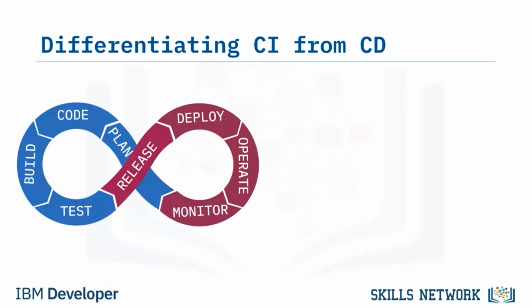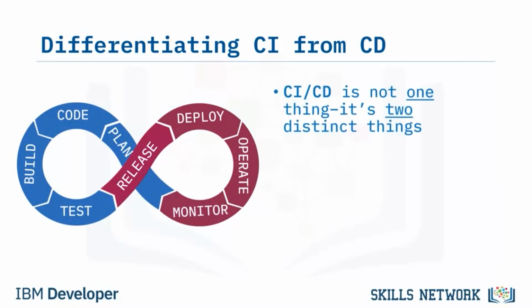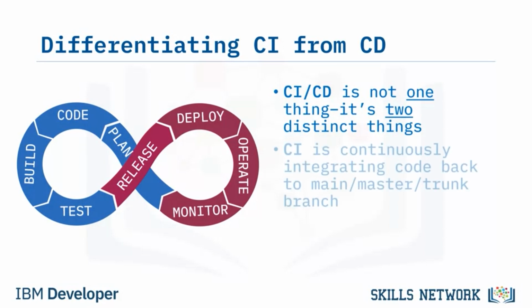The first thing that's important to understand is the difference between continuous delivery and continuous integration, because a lot of times people say CI/CD like it's one thing, but it's not. It's two separate and distinct things that happen after each other. Continuous integration is continuously integrating your code back into the main or master or trunk branch, so it shouldn't get too far away before you merge stuff back into the main branch to make sure that it works. You are continuously integrating your code with the main code.